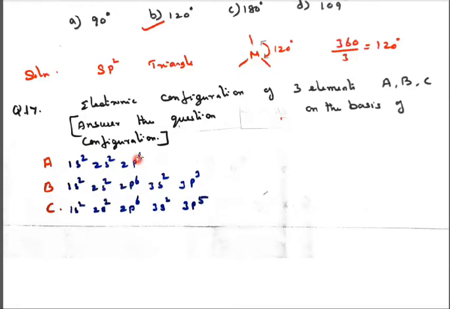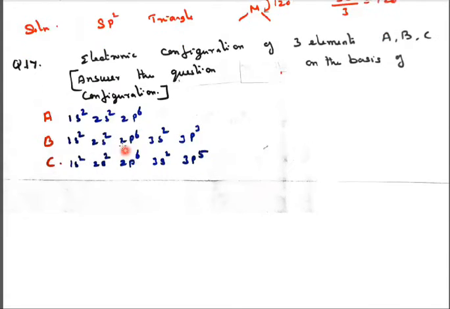Here 2s2, 2p6, 8 electrons. Here 3s2, 3p3, 5 electrons in the last valence shell. Here 3s2, 3p5, 7 electrons. 7 electrons means that is halogens. 5 electrons means nitrogen family. 8 electrons means noble gases.